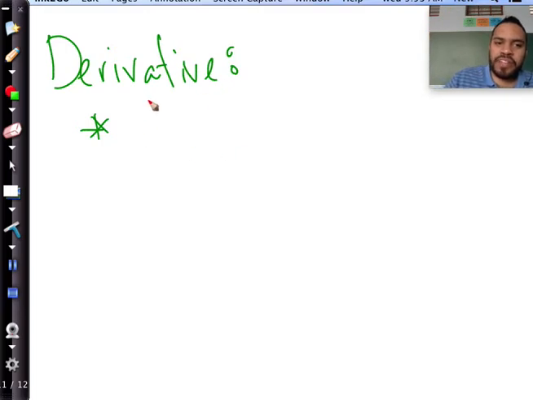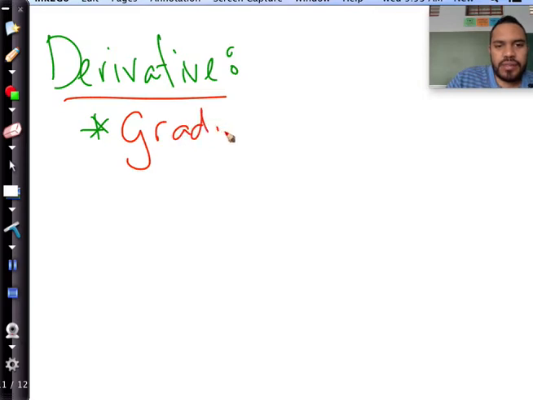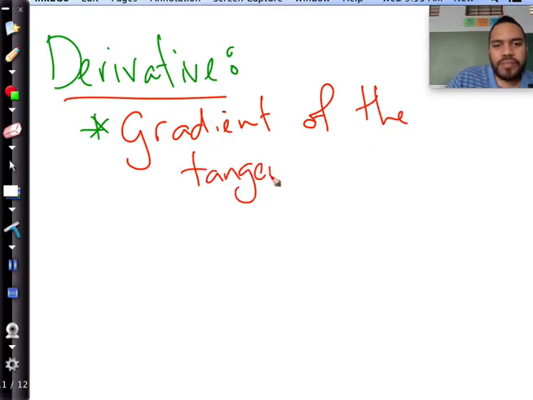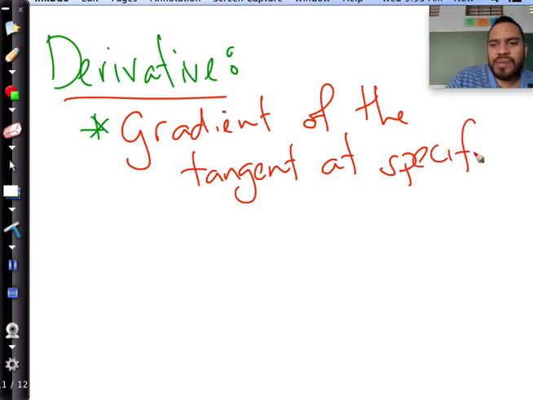But the derivative is evaluated at a specific point. So when we talk about the derivative, it's basically the gradient of the tangent line at a specific point. Okay? Now if we define this mathematically, we'll say the derivative at (x1, y1) is the gradient of the tangent of the line at (x1, y1), etc. But I'm just going to say it's the gradient of the tangent at a specific point.